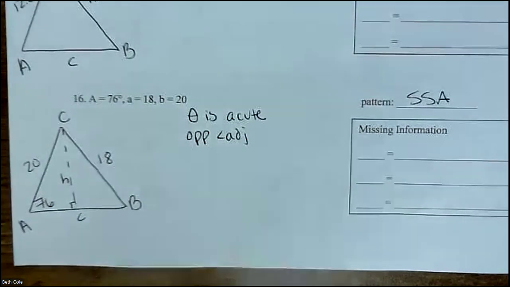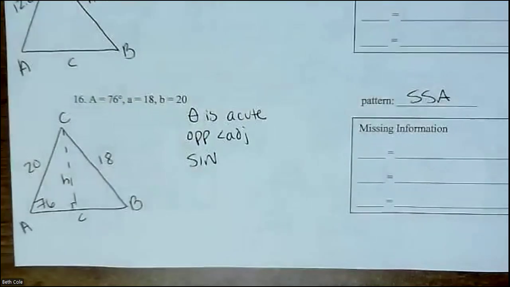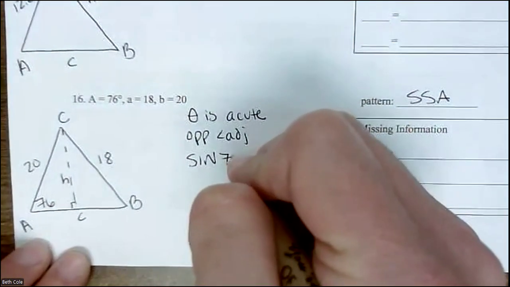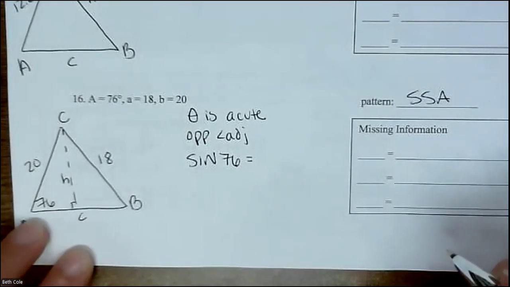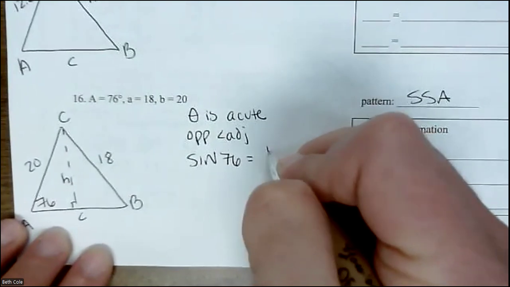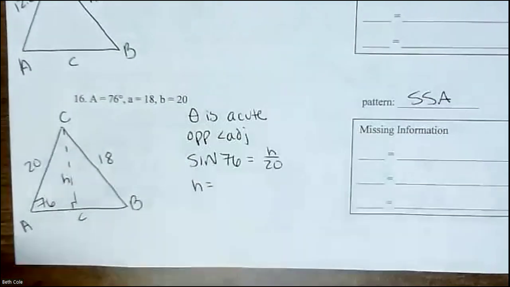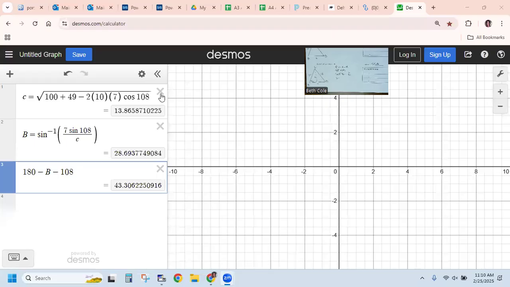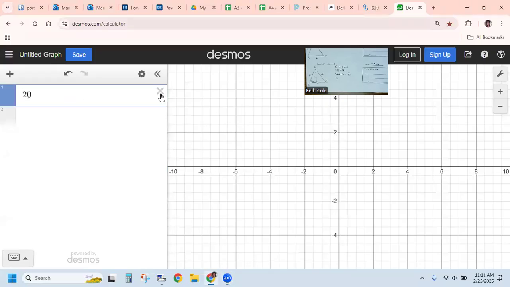It is always sine. Do you remember me saying that? It's been a while at this point because we lost a lot of school, but it will always be sine. So sine of 76 equals what? H over 20. Perfect. So let's get our height. Let me type that in. So I'm going to type 20 sine 76. Our height is 19.405.